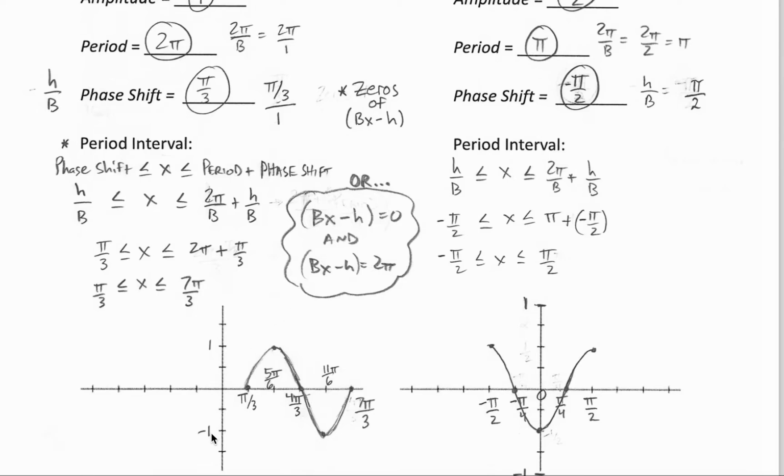All right, so we have our y-axis labeled. We have pi over 3 as our starting point. We're going to count off 4 more spots here: 1, 2, 3, 4. That's going to be the end of our period. So we'll put our right endpoint there, 7 pi over 3.